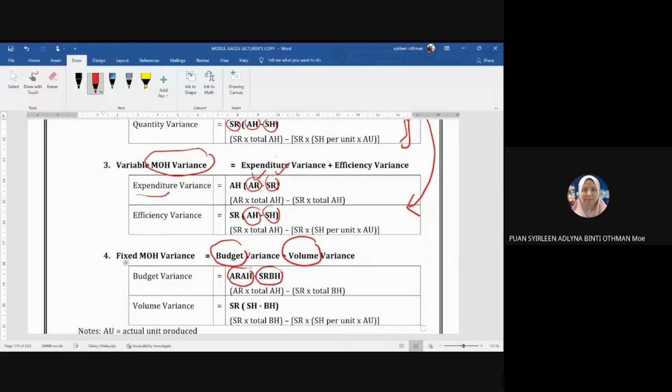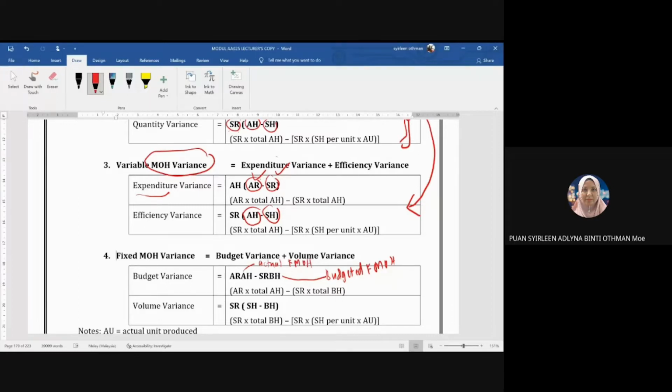Okay, so untuk budget variance, we have AR AH minus SR BH. Apa benda tu? AR tu ialah actual rate darab actual hours, minus standard rate darab budgeted hours. Okay. So sebenarnya AR AH ni ialah actual fixed MOH. Yang SR BH ni ialah budgeted fixed MOH.